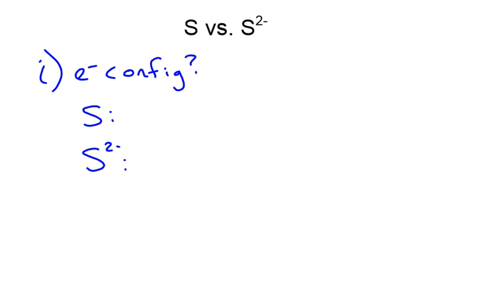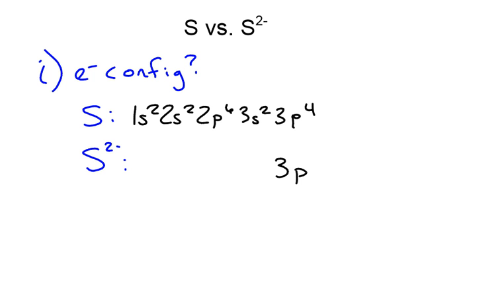Rory, what is the first answer? 1s2, 2s2, 2p6, 3s2, 3p4. Justin, what's the difference on this one? That last one's 3p2, close. 3p6. Yeah, it's negative. You have two more electrons. Electrons are negative, so it's 3p6, and then everything else is the same.